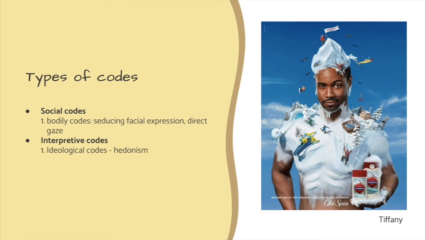And last but not least, for code types, there are social and interpretive codes. And the social codes include the bodily one with the seducing facial expressions. As you can see, the man is with a slight smile. And also, there is a direct gaze, in which the man is looking directly at the viewer. And the ideological code implies Hedonism. And Hedonism means living and behaving in ways by which you can get as much pleasure out of life.